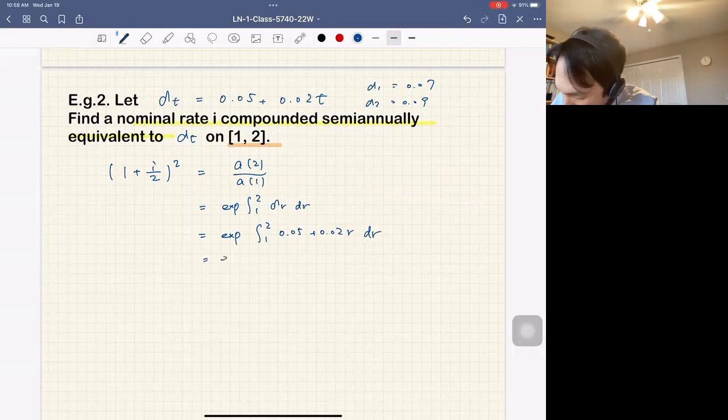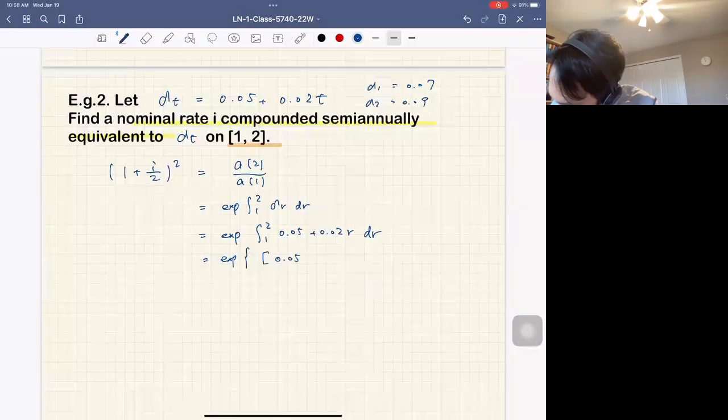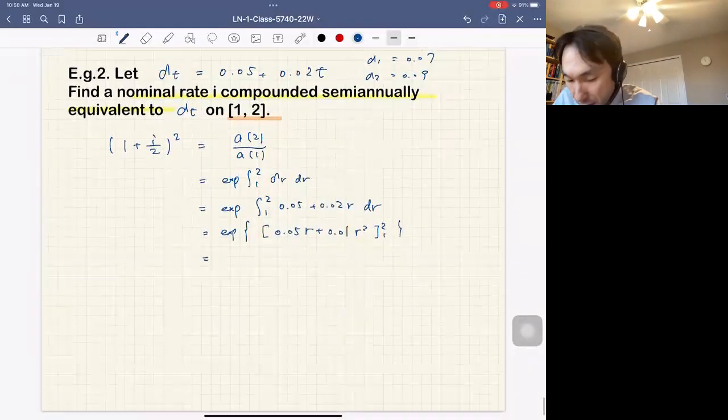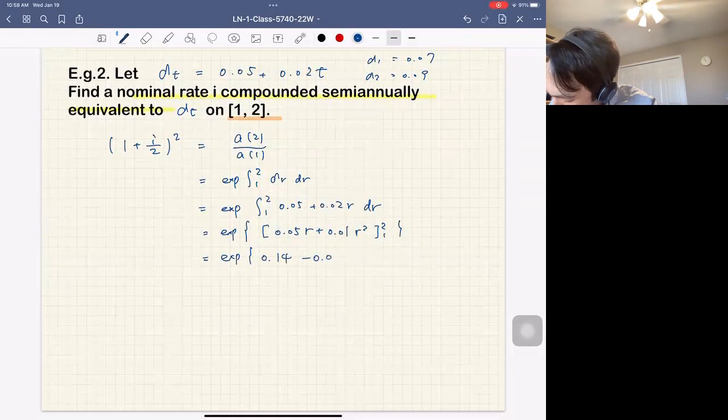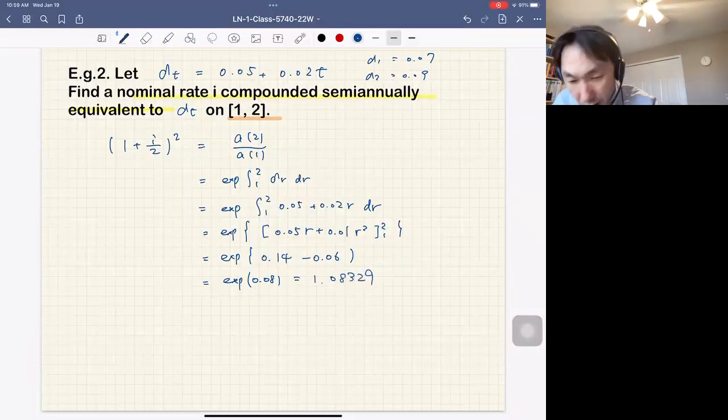So this is equal to the exponential of 0.05r plus 0.01r squared, evaluated from 1 to 2. So this becomes the exponential of 0.14 if you plug in 2, minus 0.06 if you plug in 1. So this is equal to the exponential of 0.08. So this is 1.08329.